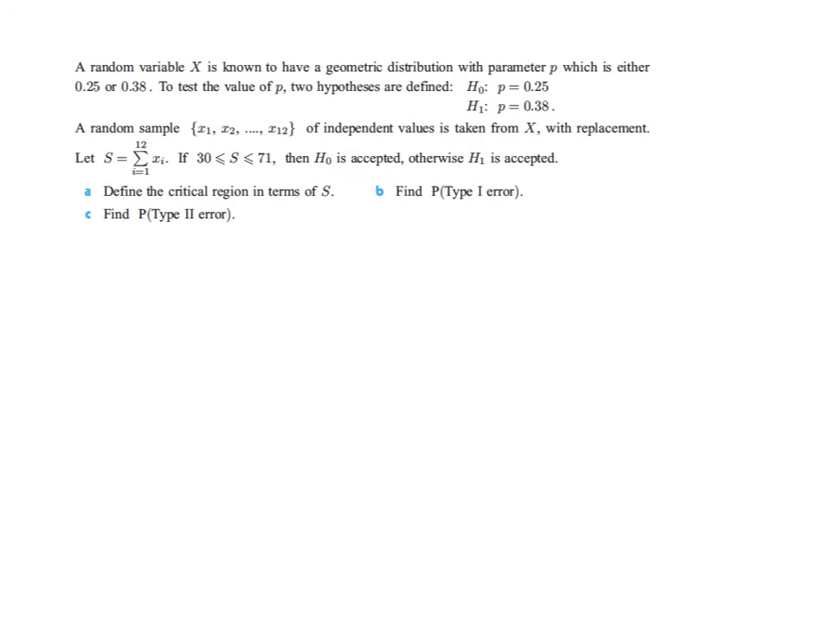This is another very interesting question. I would invite you to pause the movie and try it by yourself. So we are talking here about a geometric distribution with the parameter p. So X is Geo(p). And we have here the null and alternative hypotheses on p. The test statistic is formed by taking a random sample of 12 independent values from X with replacement.